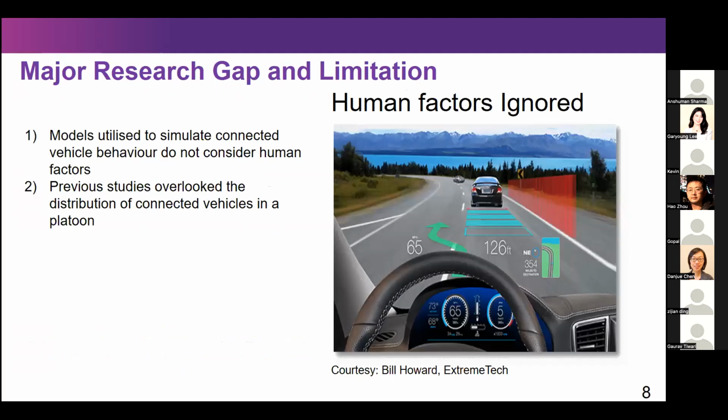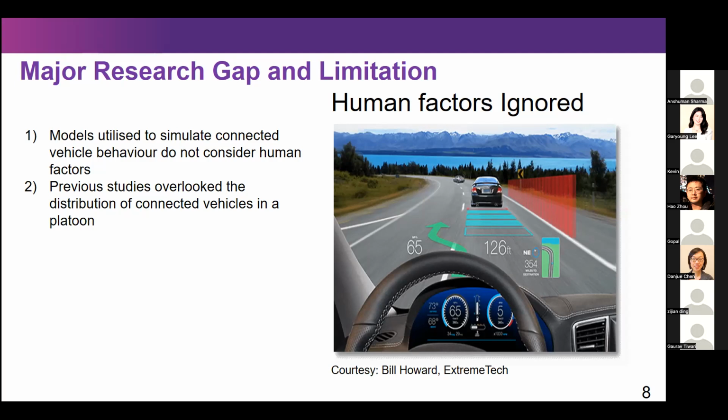So the major research gap and limitation at that time when we were doing this research was that the models which were utilized to simulate connected behavior did not consider human factors. Here, connected vehicles are defined as vehicles capable of communicating with other vehicles, but the control is still in the hands of the driver. So if I'm giving information to a driver, it's up to him or her how he or she reacts to that information. If I ask the driver to decelerate, it's up to him whether he decelerates or not, or how much he decelerates.